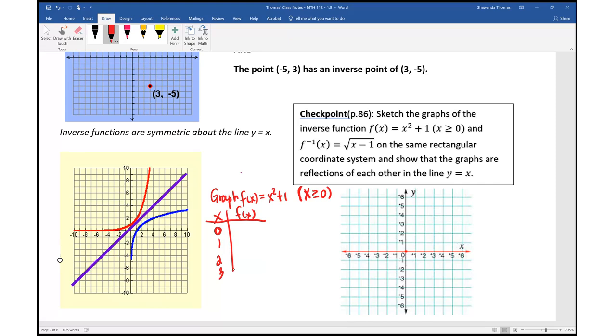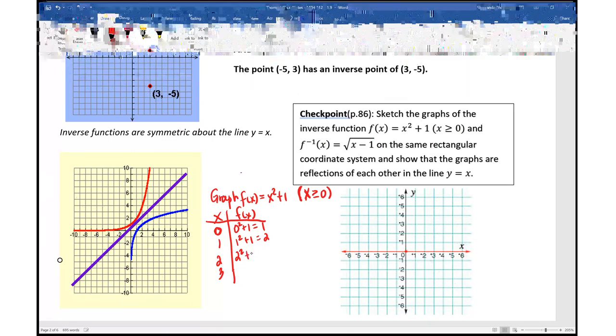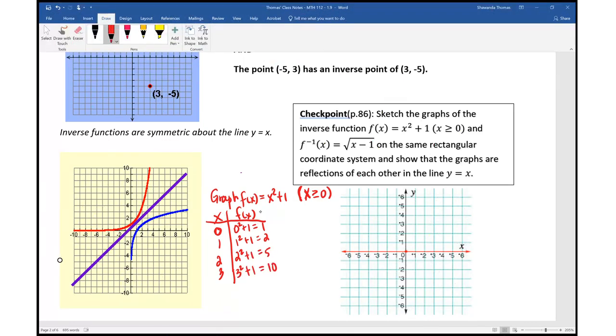So when we plug that into x squared plus 1, 0 squared plus 1, we get 1. 1 squared plus 1, we get 2. 2 squared plus 1, we get 5. 3 squared plus 1, we get 10. So let's plot those points. We have (0, 1), (1, 2), (2, 5). All right, y'all see it right there. Let's just do that part. And then let's graph its inverse function.